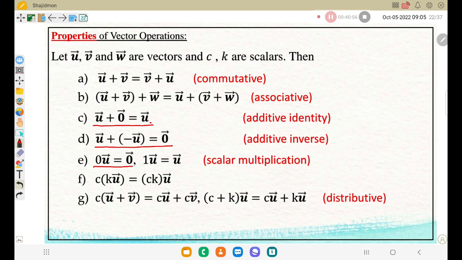And similarly, c multiplied by (k multiplied by u) equals (c times k) multiplied by vector u. And for the distributive property, we can say c multiplied by (vector u plus vector v) means c multiplied by vector u plus c multiplied by vector v. That is the distributive property.